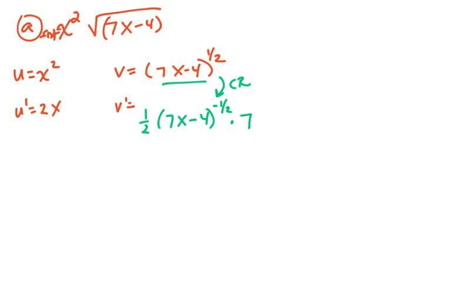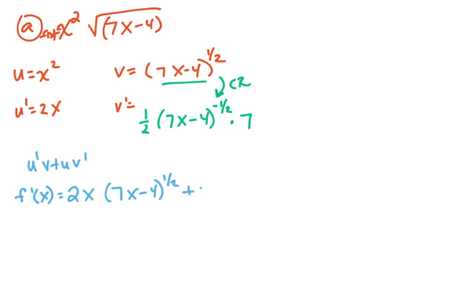Okay. So now let's do power rule, product rule. U prime v plus uv prime. So the derivative will be u prime, which is 2x, v, which is 7x minus 4 to the 1/2, plus u, which is x squared, and v prime, I'm going to write this as 7 over 2, 7x minus 4 to the negative 1/2.